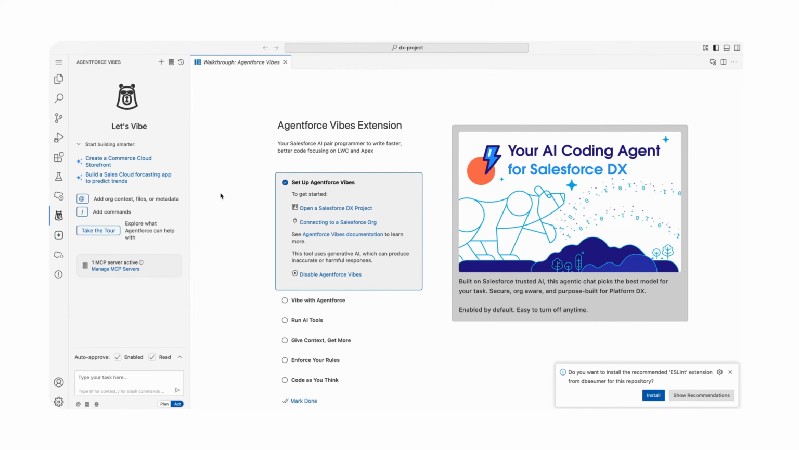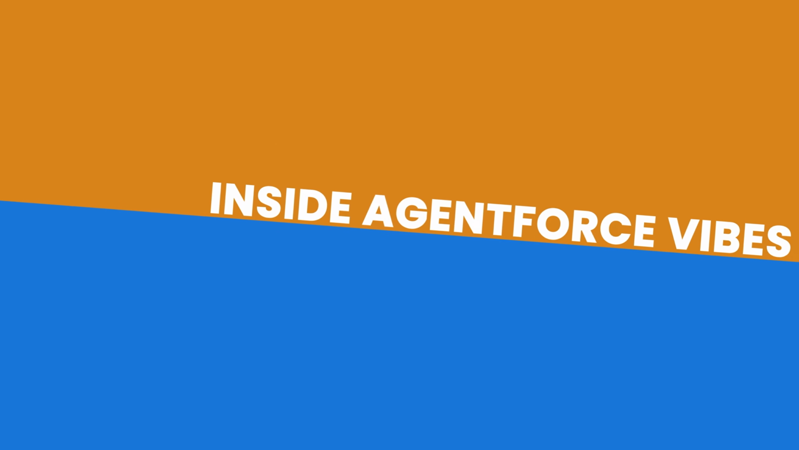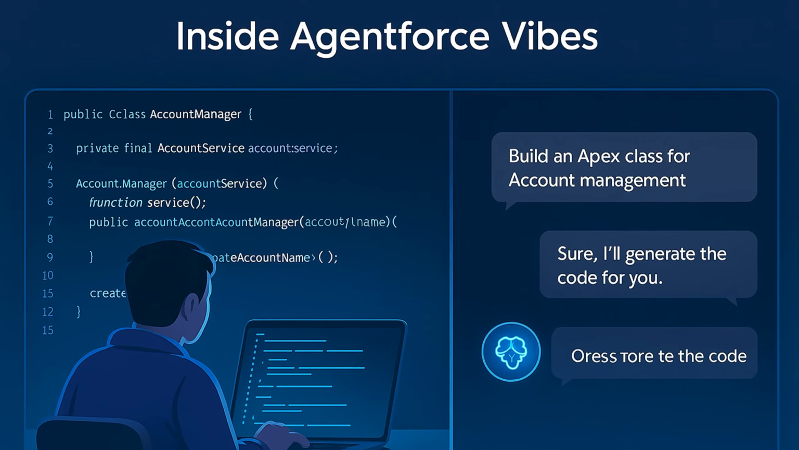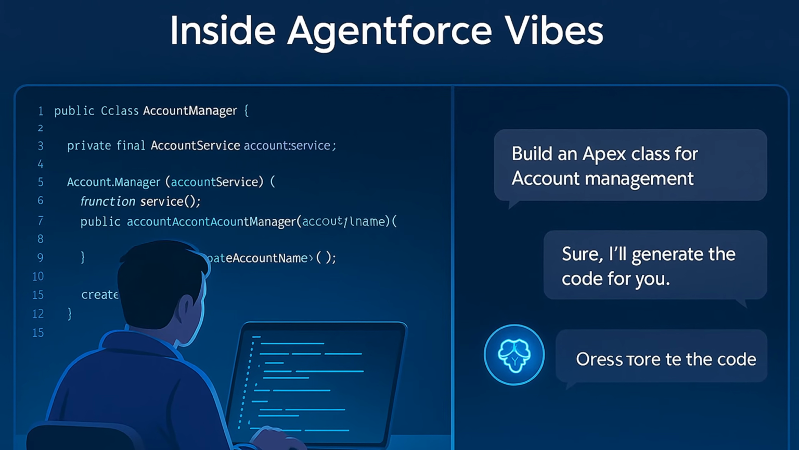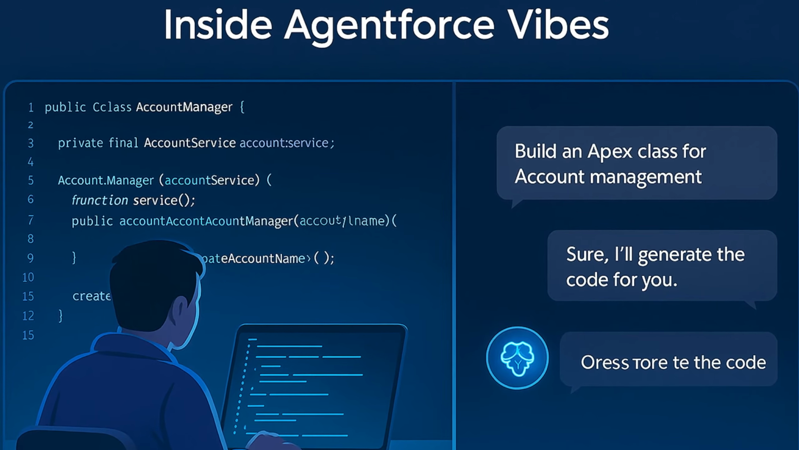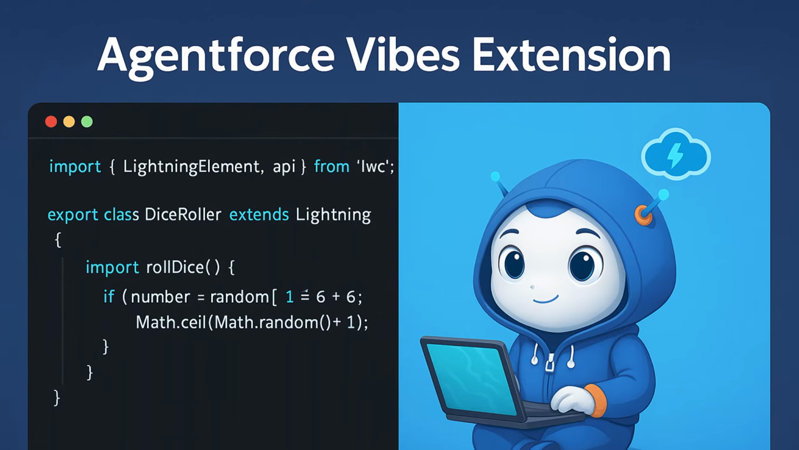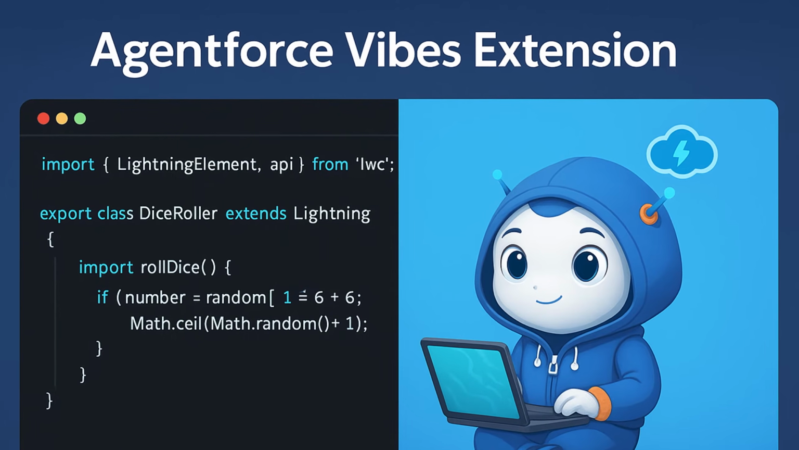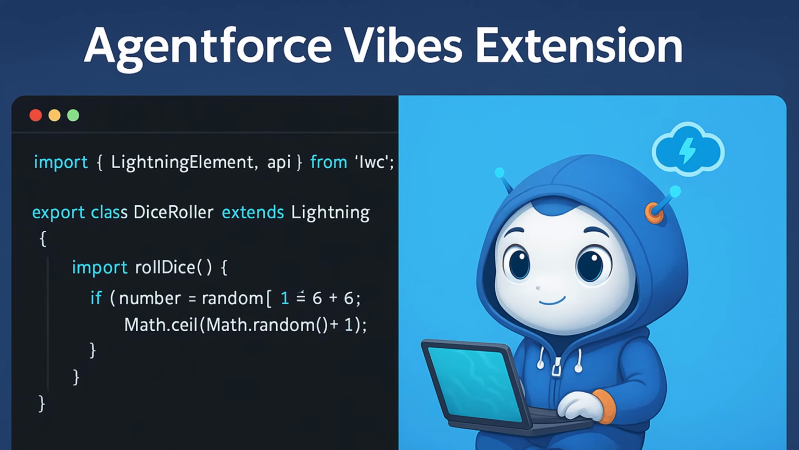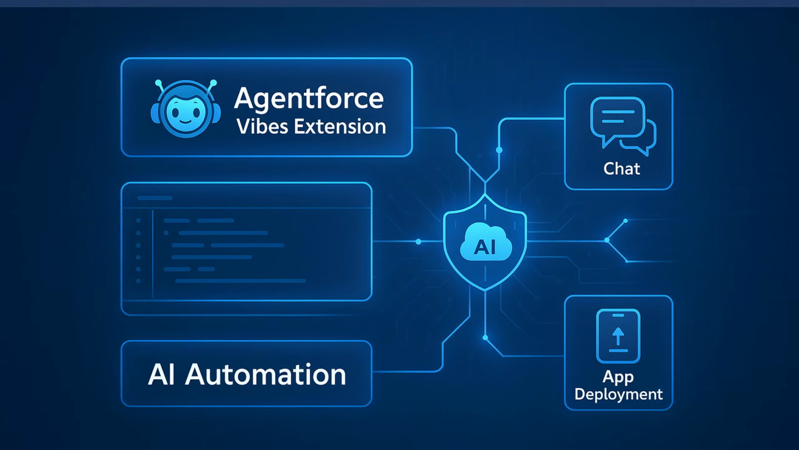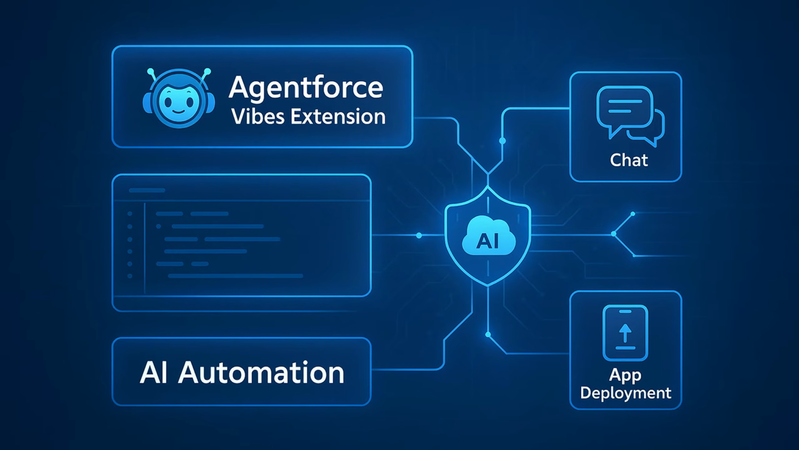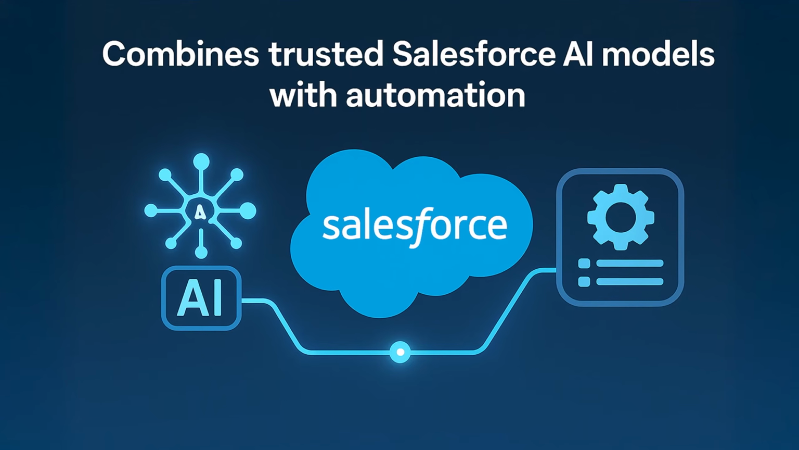Now that your Agentforce Vibes is set up, let's explore what makes it truly powerful. Agentforce Vibes isn't just another code assistant. It is an entire AI-powered development ecosystem built into Salesforce. At its core, the Agentforce Vibes extension is a suite of agentic tools that transforms developer experience and productivity. This extension combines trusted Salesforce AI models with automation, letting you execute complete workflows, generate code, and deploy apps, all through simple natural language conversations.